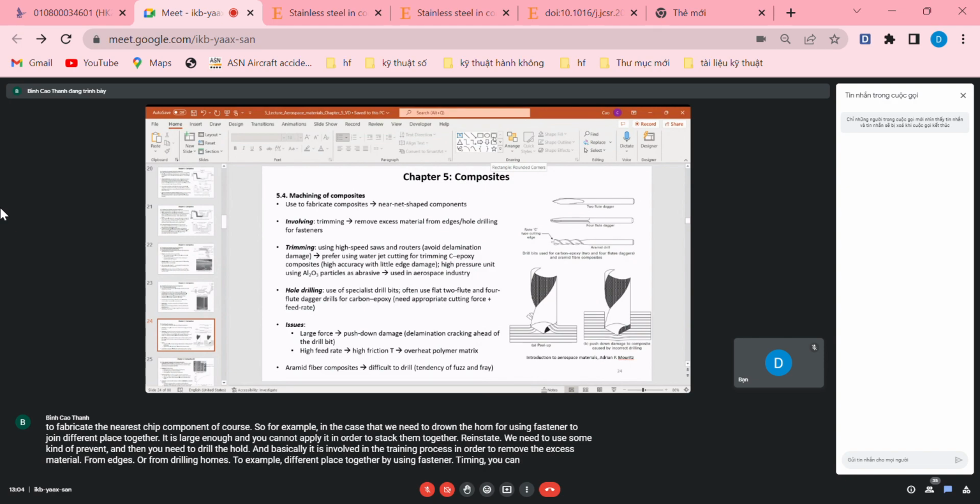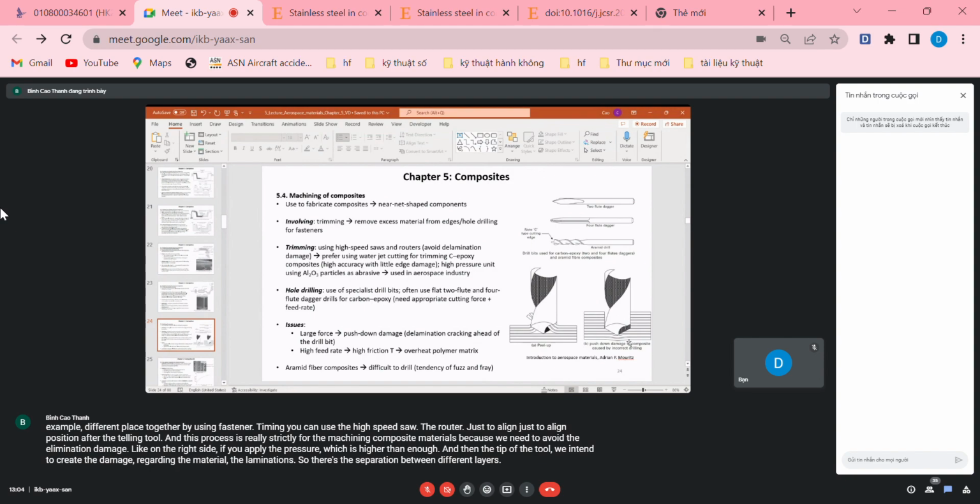For trimming, you can use a high-speed saw and router, just to align the position of the drilling tool. This process is a little bit tricky for machining composite materials because we need to avoid delamination damage. Like on the right side, if you apply too much pressure, the tip of the tool tends to create damage regarding material delamination. So there's separation between different layers.